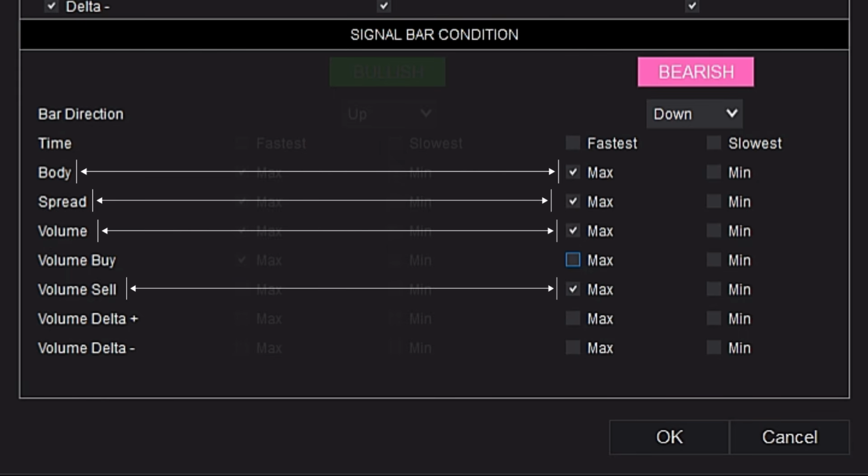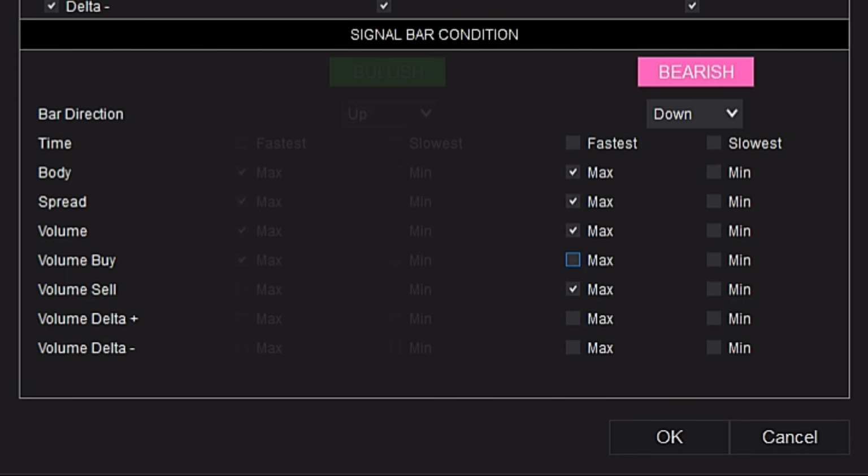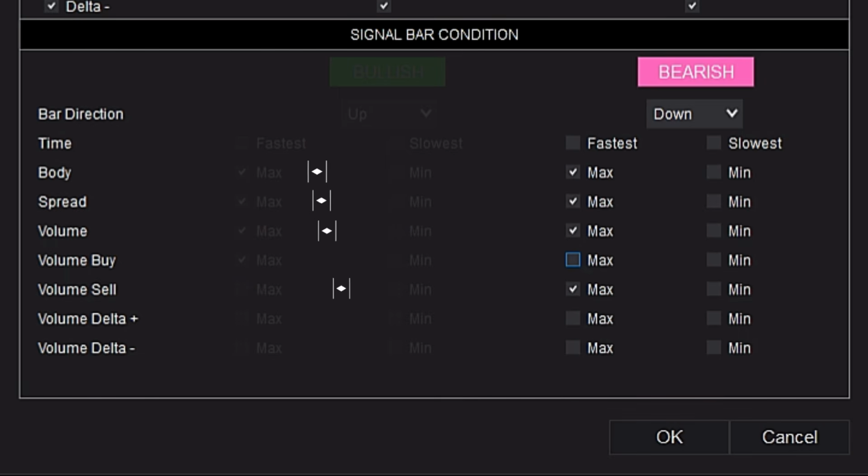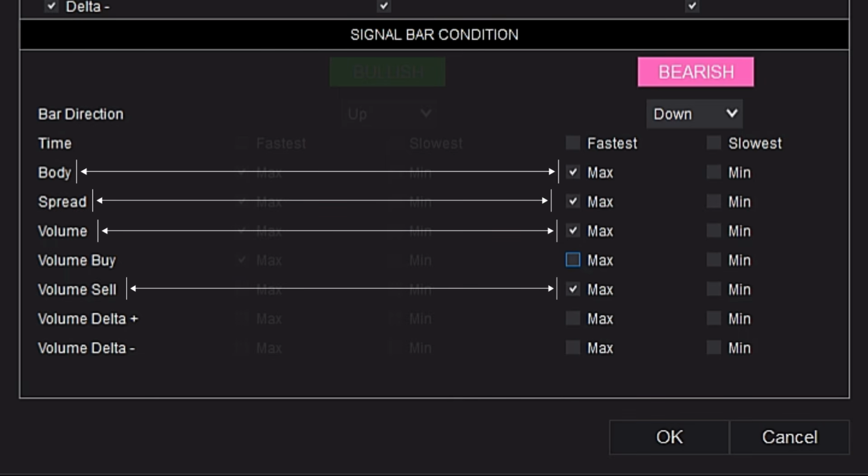Step 2. Enable the extreme conditions for bearish strength. Once the candle direction is set, we activate the bearish extreme metrics. Body max, the largest bearish candle body. Spread max, the widest bearish spread. Volume max, the highest total volume. Sell volume max, the strongest selling volume.